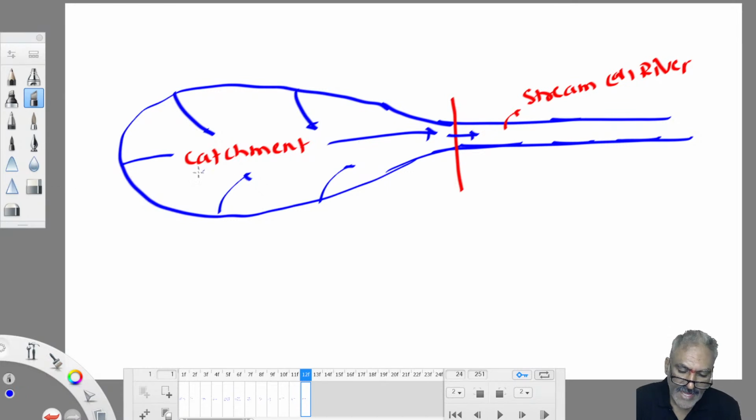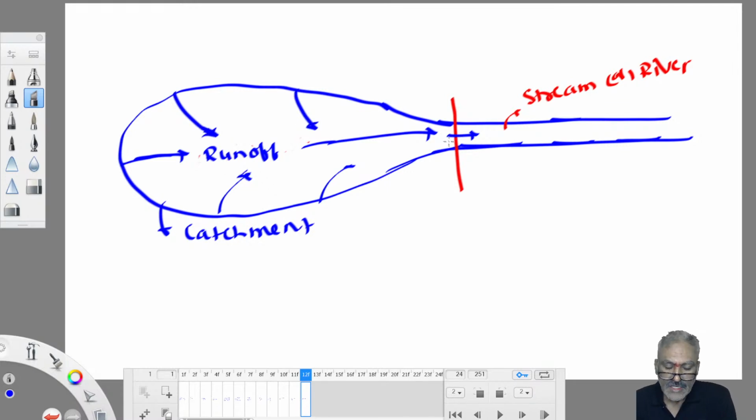So when it is flowing within a catchment, it is called runoff. Once it is delivered out of the catchment, it is no more called runoff. It is known as stream discharge. All this runoff is delivered: direct runoff, subsurface runoff, prompt interflow, delayed interflow, base flow, all finally delivered into the stream. Once it is delivered, it is no more called runoff in a stream. It is called stream discharge.